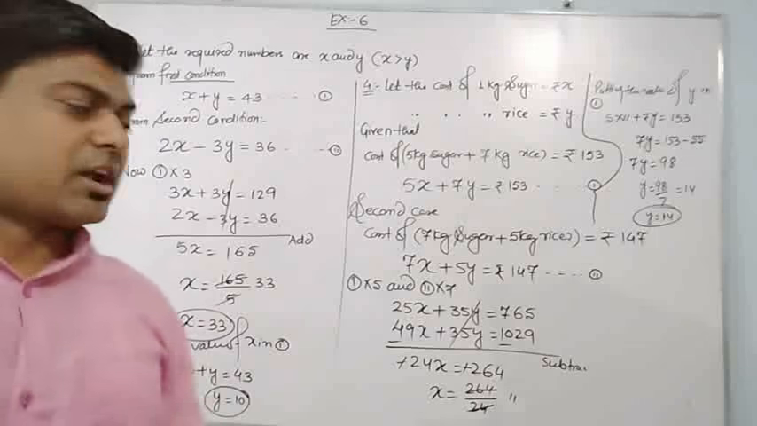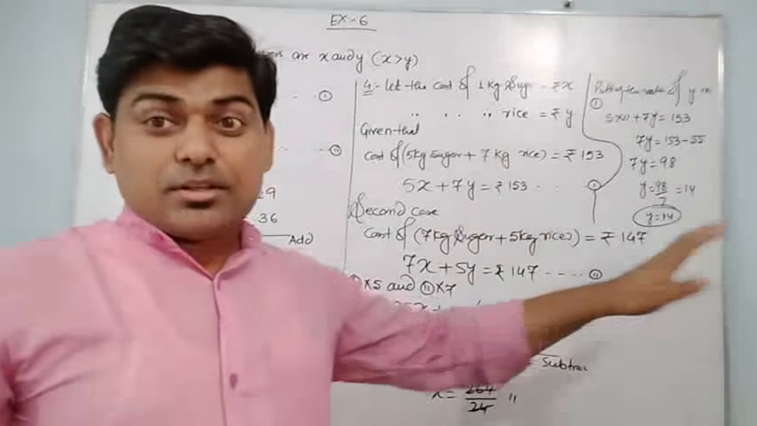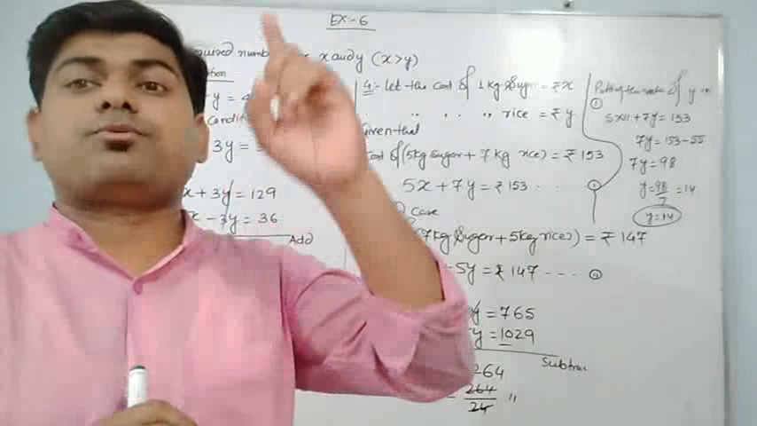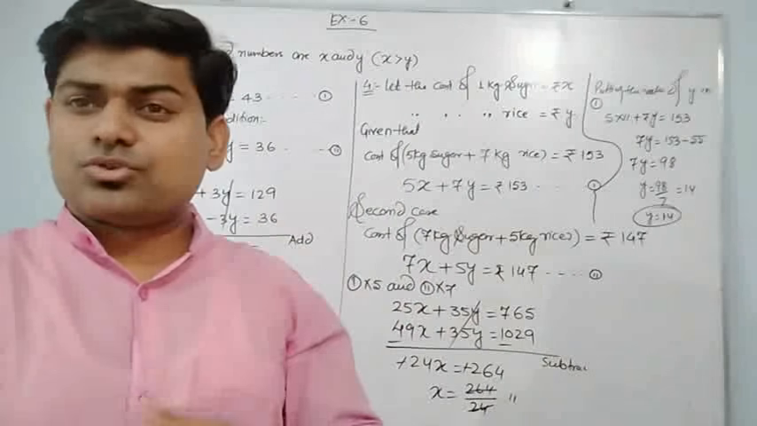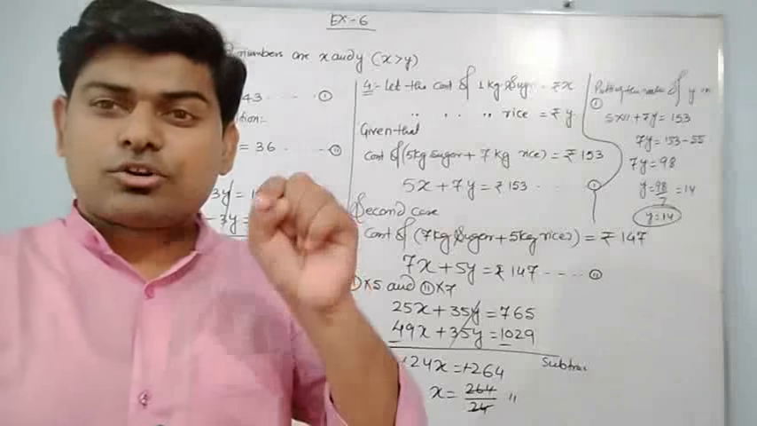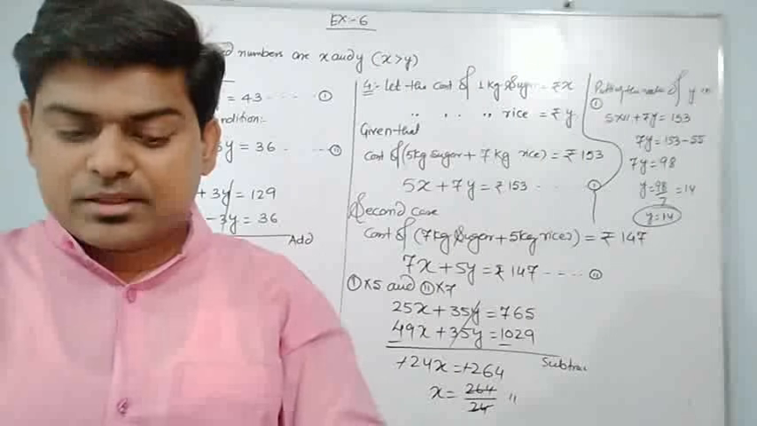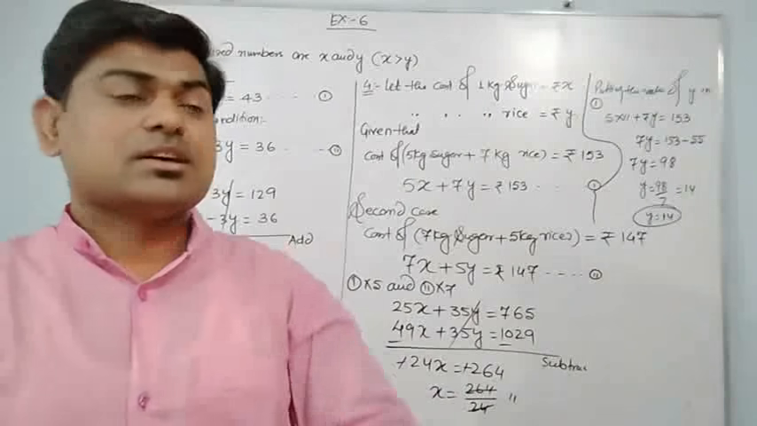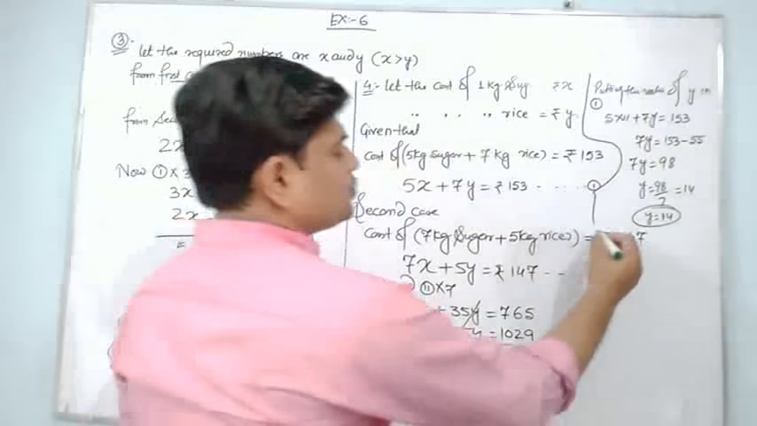Sometimes it happens, students are living here only. We had got the cost of 1 kg sugar, we had got the cost of 1 kg rice. But our question is not like that. Our question was to find the cost of 6 kg sugar and 10 kg rice. So what should I do here?